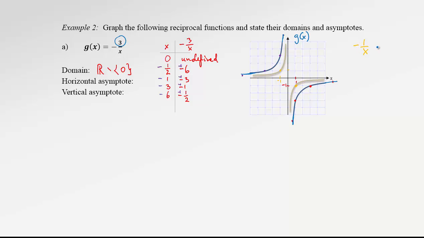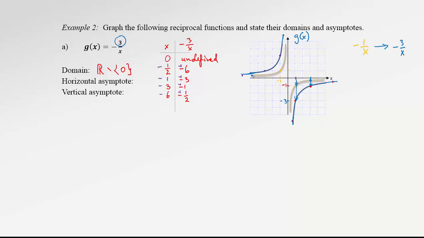In order to get the graph of g of x from negative 1 over x, we multiply everything by 3, right? How can we see this on the graph? Well, the value for negative 1 over x at 1 was negative 1. Now it's negative 3, right? So it's 3 times farther from the x-axis. The value of negative 1 over x at 3 was negative 1/3, but now it's negative 1, 3 times farther. It is stretched along the y-axis. That's why the curve is a little bit farther apart from the origin.